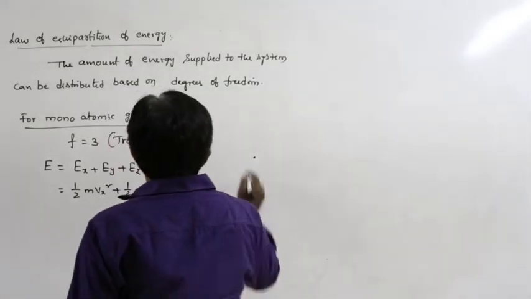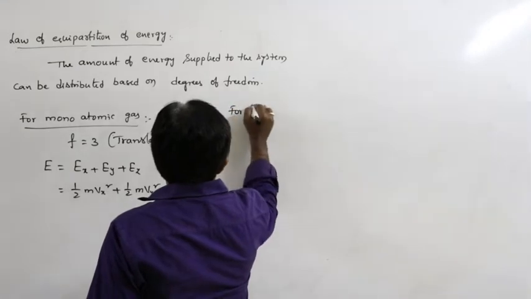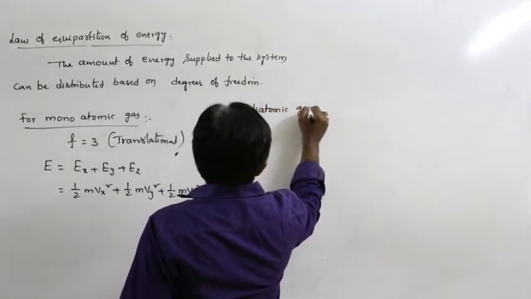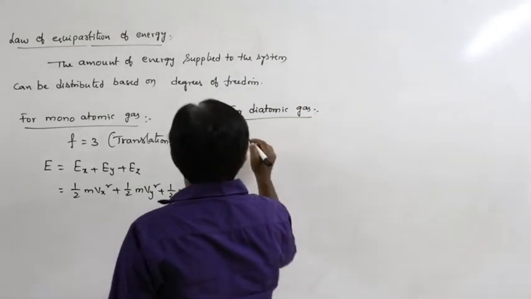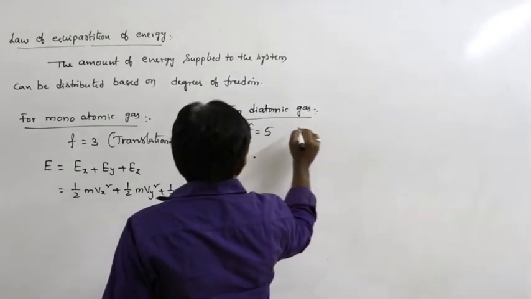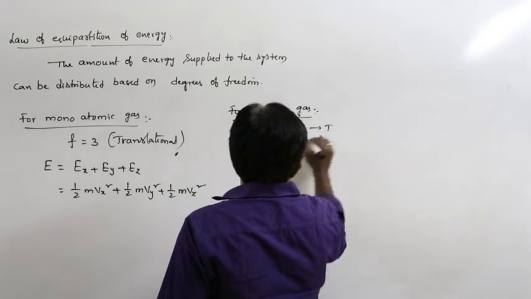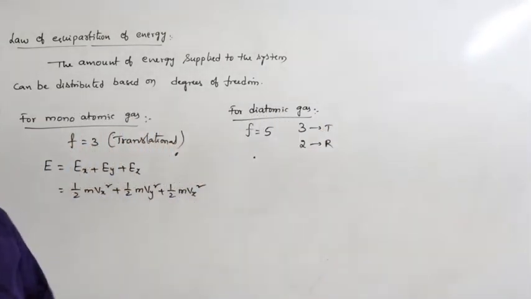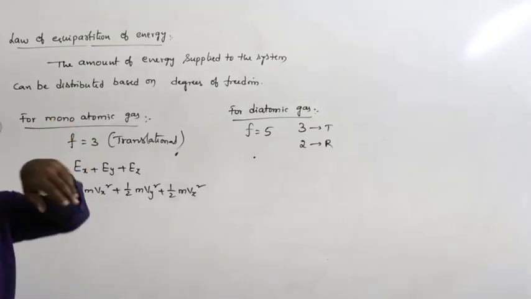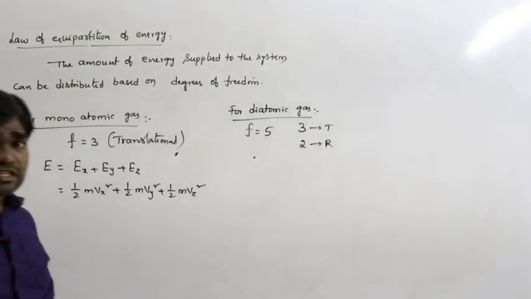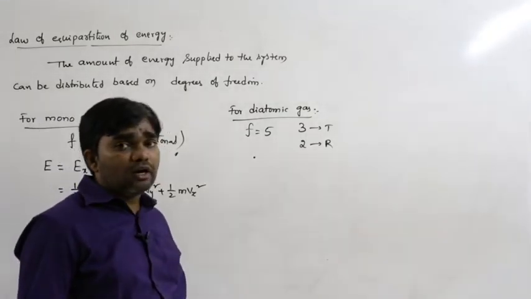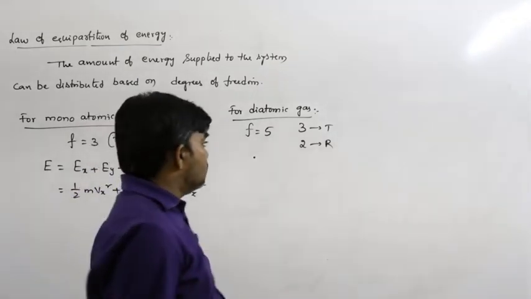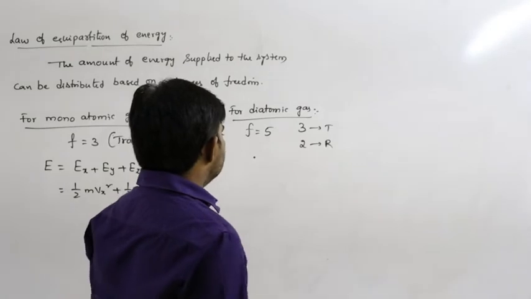Next, for diatomic gas. How does it change? The degrees of freedom is 5. In this 5, 3 are translational and 2 are rotational. For diatomic gas, the total degrees of freedom is 5. Of that 5, 3 are translational degrees of freedom and 2 are rotational degrees of freedom.